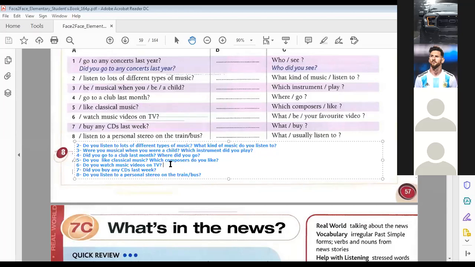And in the past, like what we used in the example: Were you musical when you were a child? Where did you live? Now, where did someone live? What was your school like in 1995, for example? Do you get the idea? It means we need verb to be here.